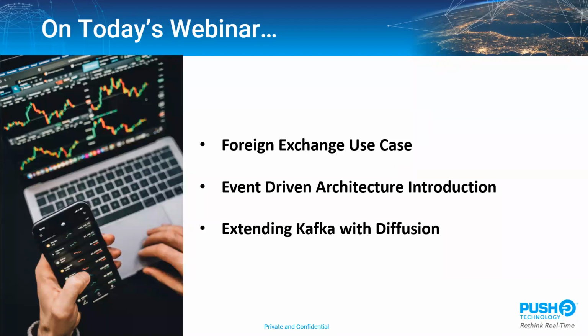So in today's webinar, we're going to use a specific use case for demonstration of event data as it flows through Kafka and Diffusion's value for distribution of that data. We'll start out with an introduction of exactly what that foreign exchange use case is. Just as a preliminary note, Diffusion can be used for any use case. We'll go through an event-driven architecture, take a look at what constitutes an EDA, and then we'll look at extending Kafka with Diffusion.